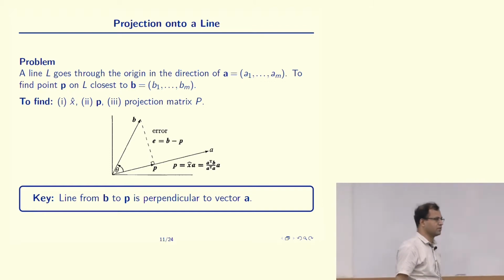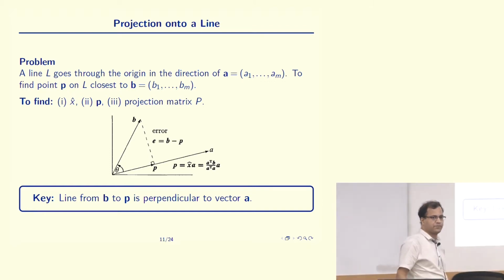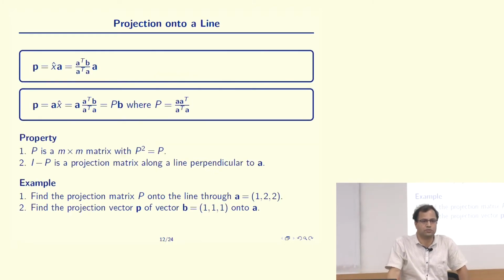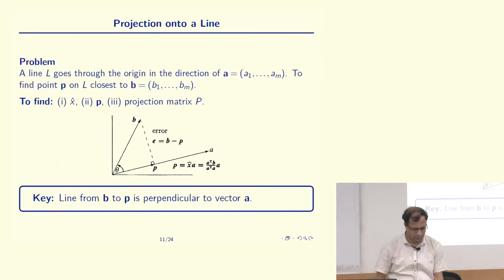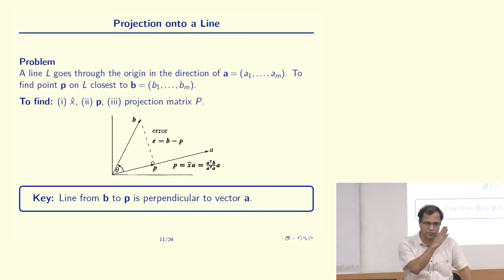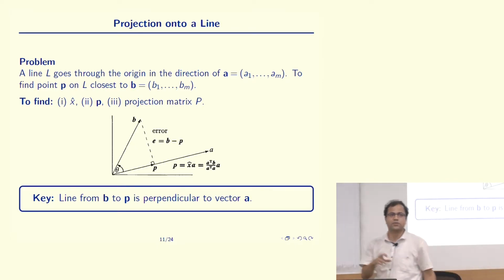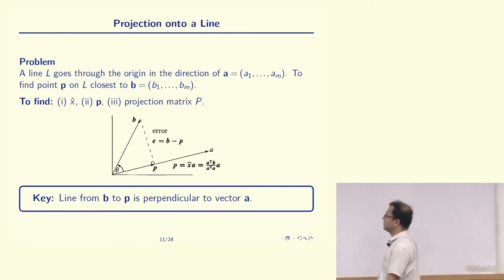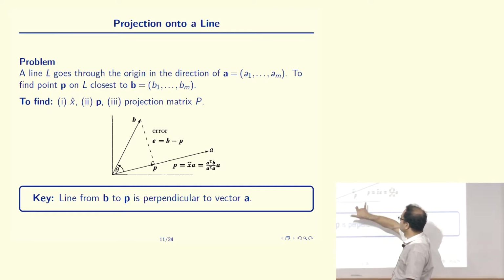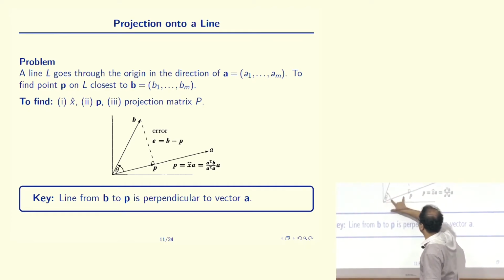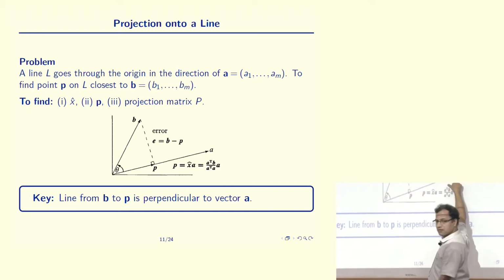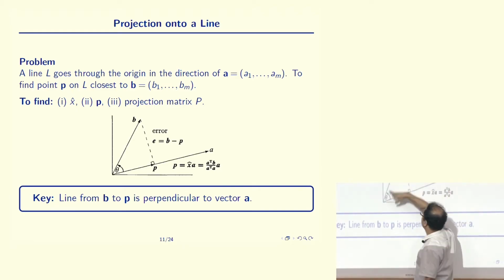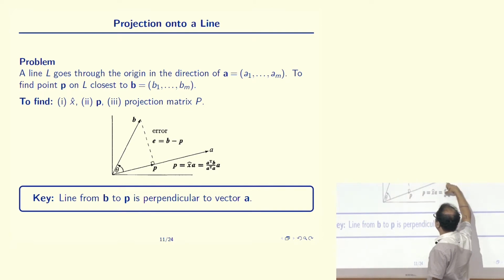You know how to compute the projection, right? The key is the orthogonality that we have just studied. Two vectors are orthogonal. We want to find the projection vector along this line. So we want to project this B vector on this line.